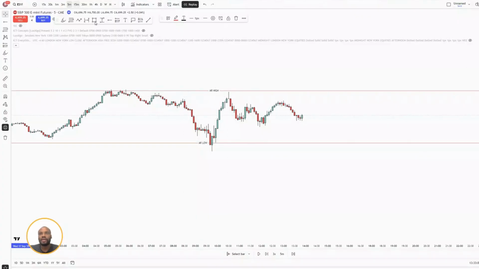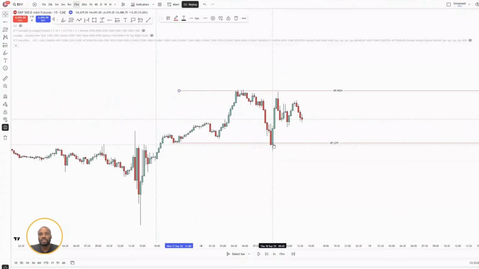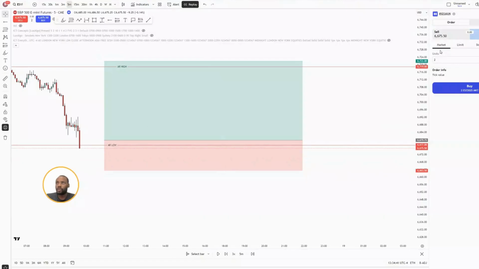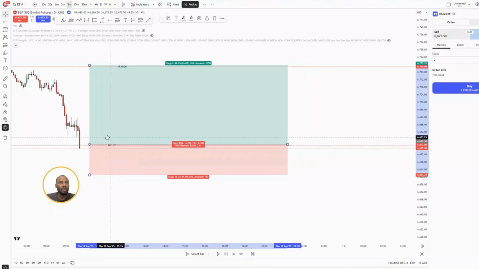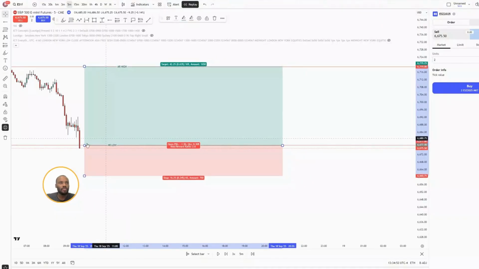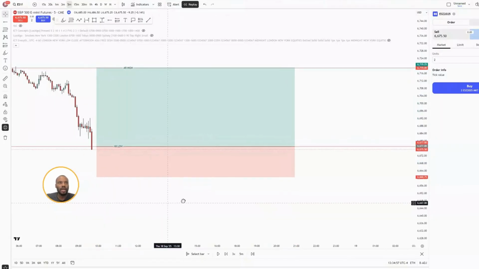So that could have been a play that you could have taken, because it's essentially, you can see we came and we swept the Asia range low, and where did we run to? The Asia range high. So let's say we're going to take this trade, right? So we're going to only trade 2 minis on ES. And we want to see how much you'd have been able to make in profit had you taken your entry right here, right around here, the Asia range low, targeting the Asia range high.